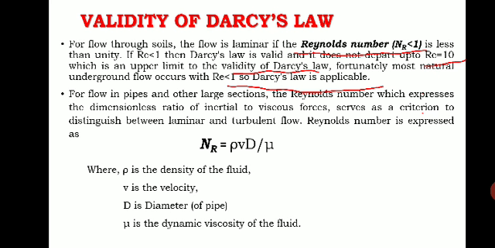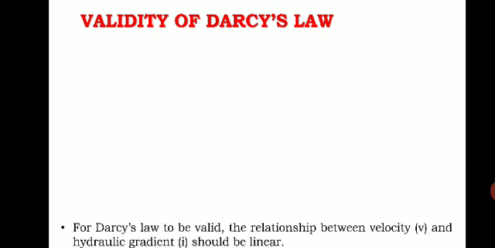D is the diameter. If you are studying a pipe, then D is the diameter of the pipe. Then mu is the dynamic viscosity of the fluid. Here again the fluid is water, so the dynamic viscosity of the water is mu. Mu is the viscosity, the dynamic viscosity. So this is the Reynolds number.